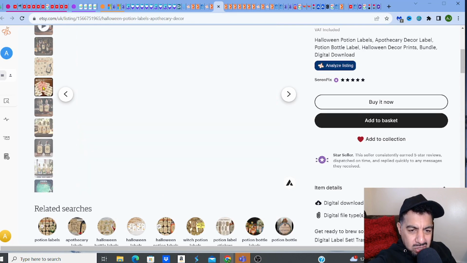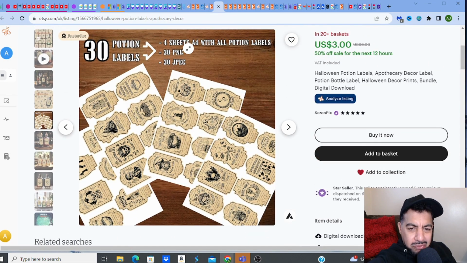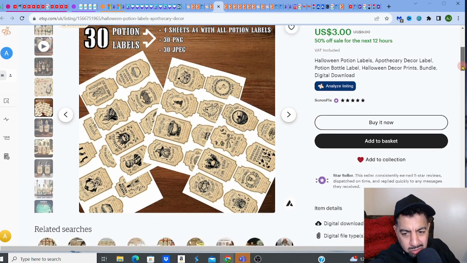Remember, you can also include writing. For example, look at this. It's showing us here 4 sheets A4 with all potion labels, 30 PNG, 30 JPEG, and more explanation. Remember, explain in your image. That's just another side nugget. I'll give you a little side nugget: explain in your images some information as well, written information.